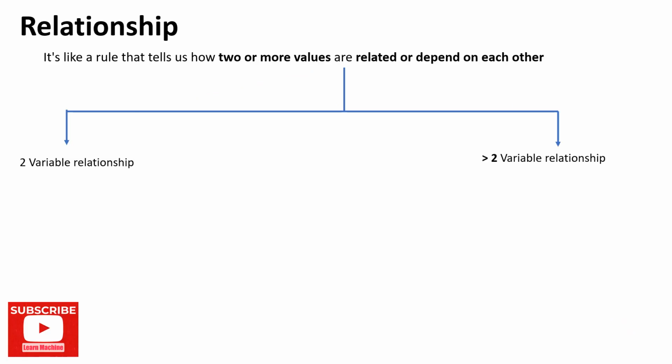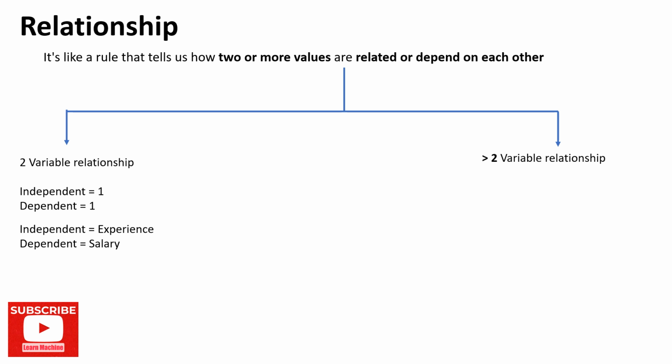The number of variables can be of two categories. Either it can be a two variable relationship or it can be a more than two variable relationship. For example, in case of a two variable relationship, we will be having one independent and one dependent variable. In our case, the independent will be experience and the dependent is salary.